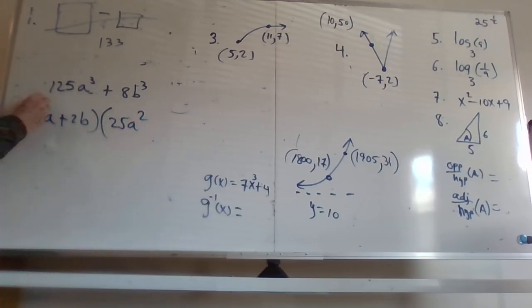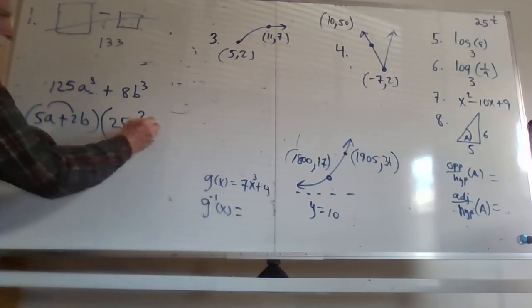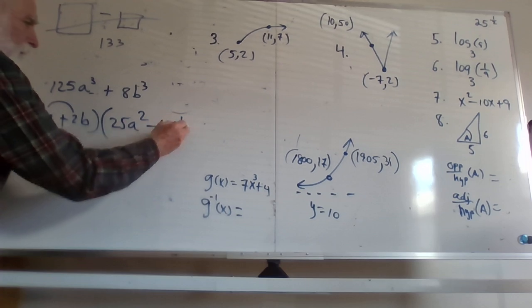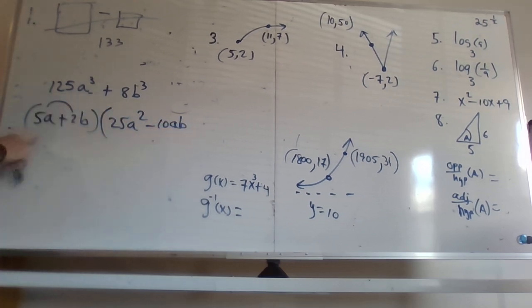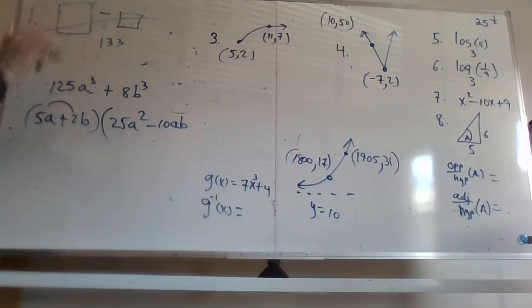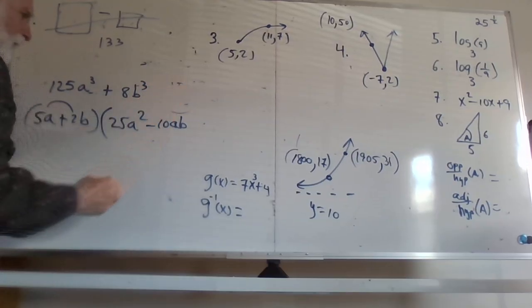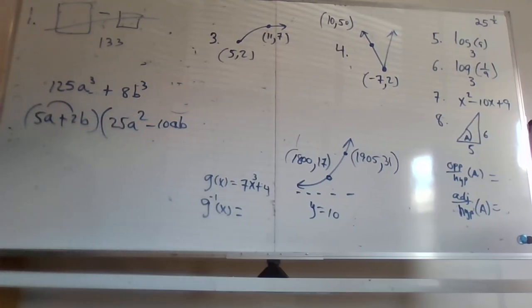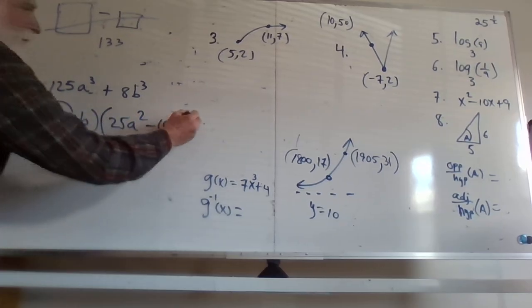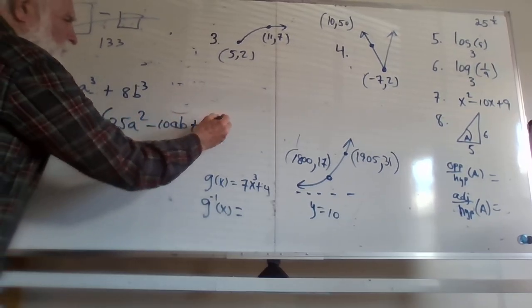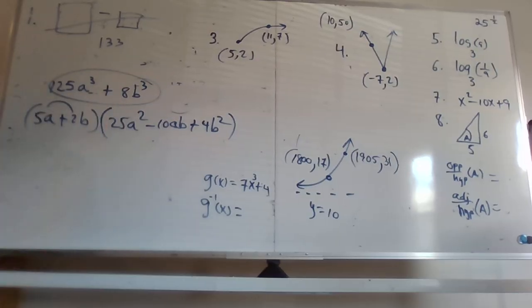25a squared, that product is 10ab. I'll make it minus 10ab. You can do the double distributive property, I suppose we could call it. I don't know what else to call it. Foiling? Does foiling work with 3 terms? And 4b squared. You multiply this out, you'll get that, unless I've made a real careless error.